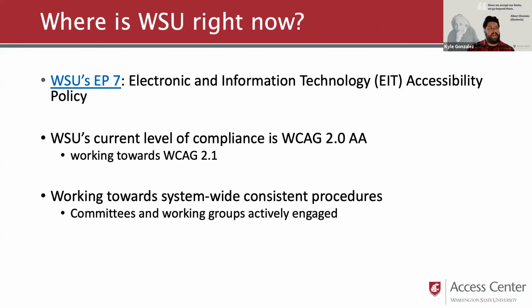So where is WSU right now? WSU has Executive Policy number 7, which is the Electronic and Information Technology Accessibility Policy. And as I mentioned, our current level of compliance is 2.0 AA, and we are actively working towards 2.1, which was recently released. And we are also working towards system-wide consistent procedures, and there are committees and working groups currently working on that.